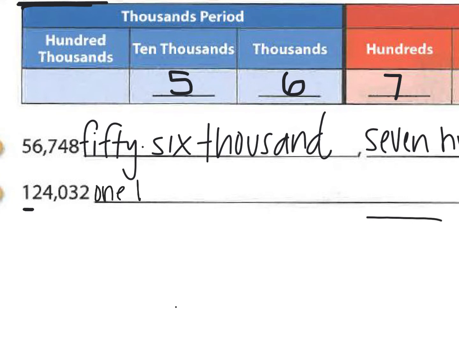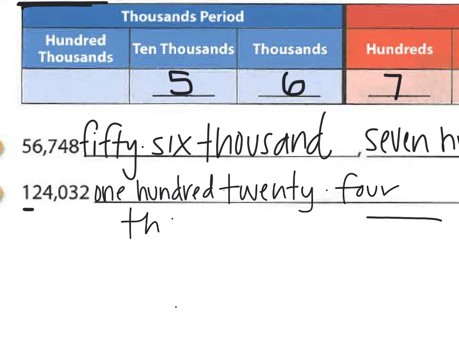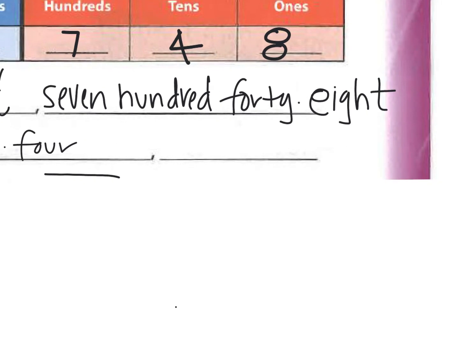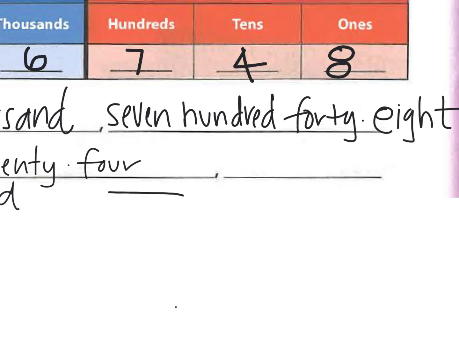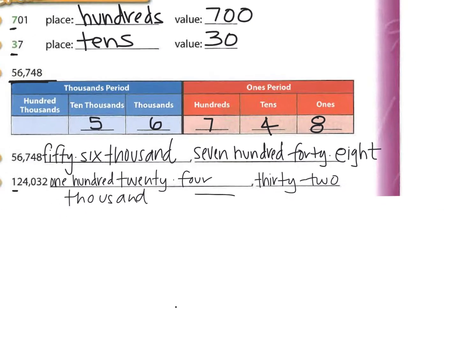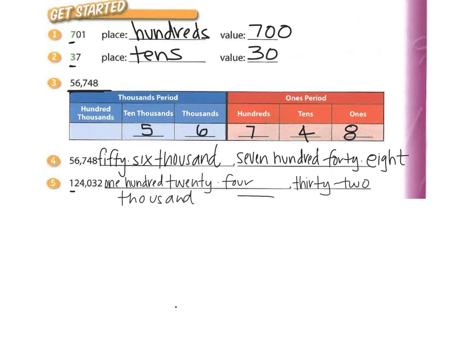So 100,000. Sorry, I messed up there. It's 124,000. I've got to write down here. And then remember that comma is separating the next place. So 124,000. And then there's no hundreds. It's just 32. Okay, so go ahead and pause if you need to. Write those numbers down on your page.